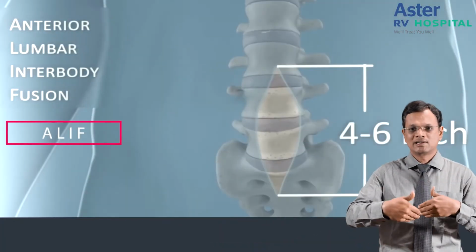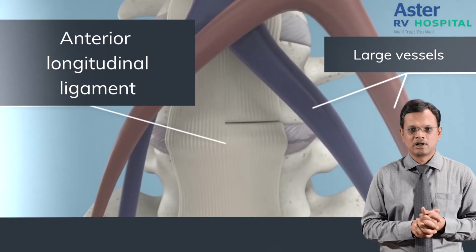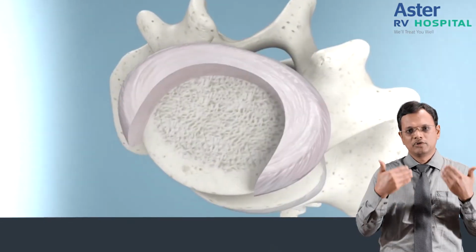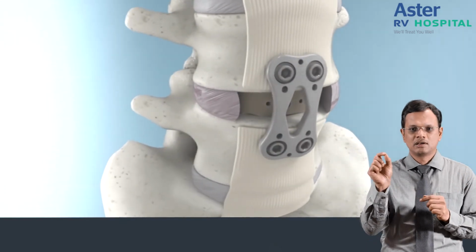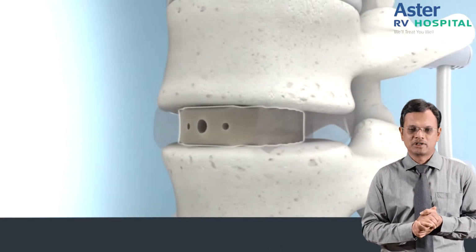in order to achieve the same amount of decompression that we can achieve from the back. Of course, more rarely we can do a procedure from the front also, what we call an ALIF, or anterior lumbar interbody fusion, which also has its own indications and certain advantages in some different conditions.